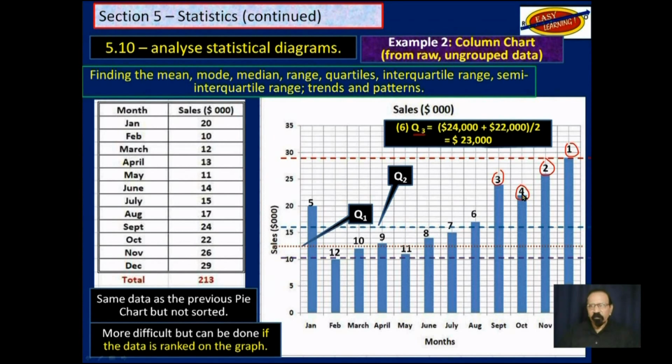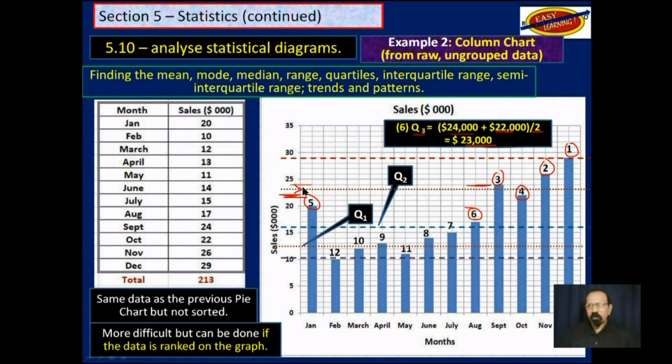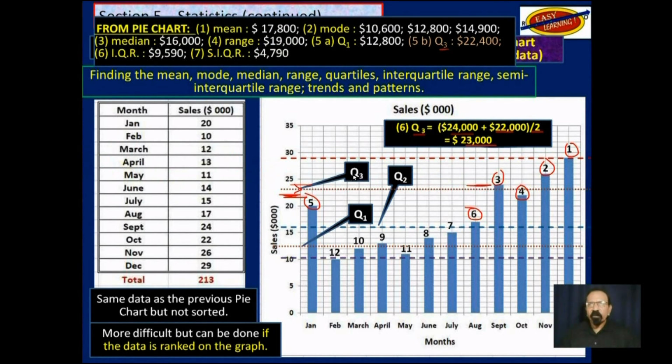Because remember, 1, 2, 3, 4, 5, 6. That's the top half. So we want to find what is halfway between there. So it's between the third and the fourth. The third is here, which is 24, and the fourth is here, which is 22. So we add 24 and 22, divide by 2, and we get 23,000 as Q3. Up here for the pie chart, we had 22,400. So our answers correspond fairly well.